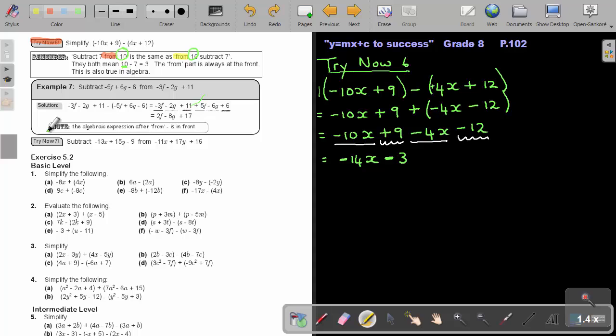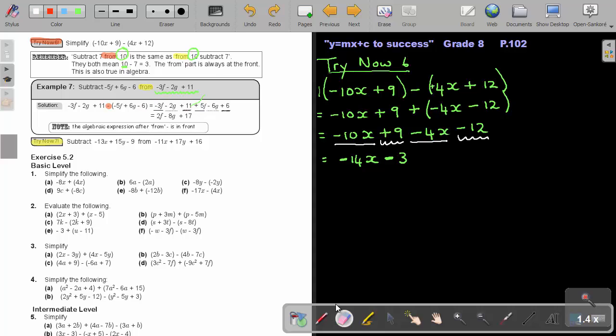Okay, Try now 7. Now let's first go through this example and then you do Try now 7. So if I'm saying to you, subtract this from this. Now remember what I said. The one that stands after from, put that one in front. So put that in front and subtract, put brackets around, and then this one follows. Now remember, this is a negative. So I change it into a positive by finding the additive inverse of the terms inside the bracket. So this negative 5f becomes positive 5f. Positive 6g becomes negative 6g, and this negative 6 becomes positive.